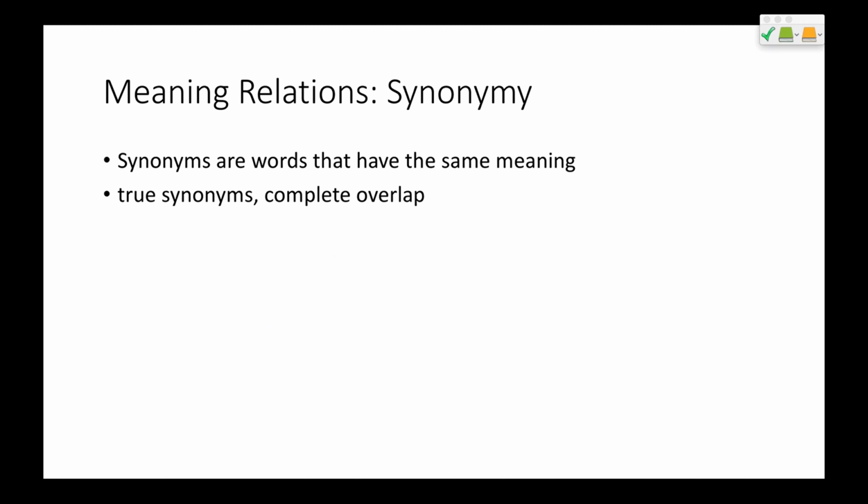Synonyms are words that have similar meanings or same meanings. There's very, very few true synonyms where there's complete overlap, simply because that's a waste of space in our brains. Why would we need 2, 3, or 4 words that mean exactly the same thing? Rather, there's always going to be slight differences, slight shades of meaning. So, for instance, if we're looking at big and large, first of all, you think, well, they're exactly the same. But then think about what you say.